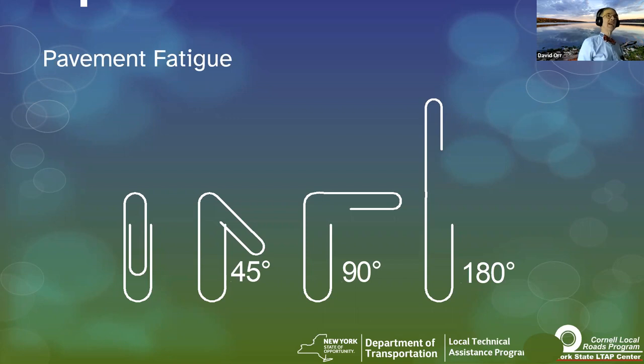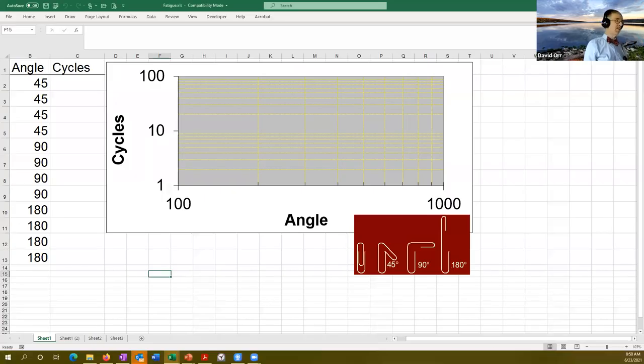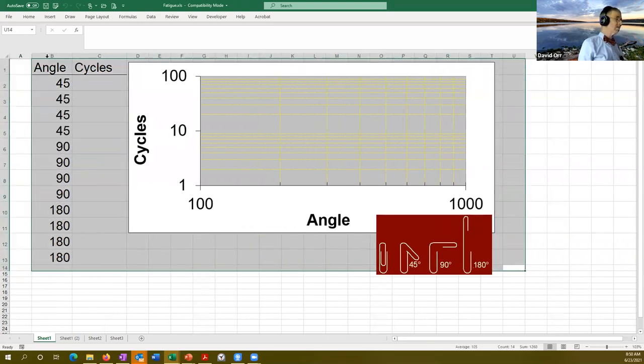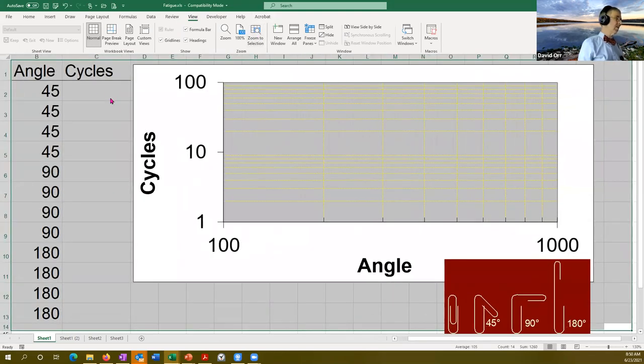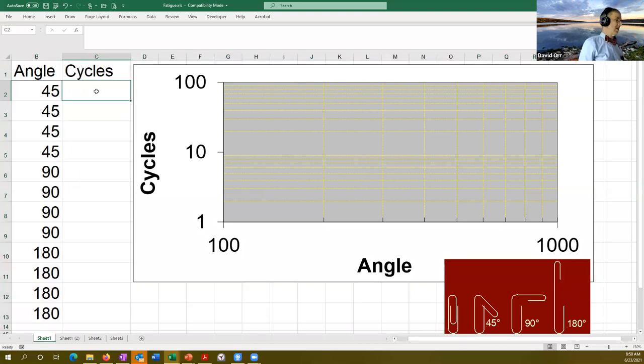So let everybody start doing that, destroying your paperclip. And meanwhile, I'm going to open up a spreadsheet, and I'm actually going to blow it up a little bit more while I'm waiting for your answers. And if we could get three answers for each of these, that would be cool. And you can just put that in the Q&A. When you do that, put in your angle. So 45 and then a dash, how many cycles? If you're 90, 90 dash, how many cycles and so on.